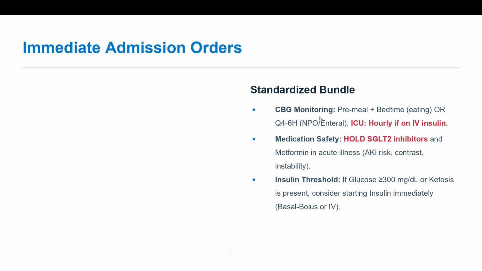So, standardized bundle, CBG monitoring. Usually the in-hospital CBG monitoring is done 3 times, 3 meals plus once at bedtime, or every 4th hourly, 6th hourly if the patient is NPO or on enteral feeding. Always monitor hourly in ICU or if the patient is on IV insulin therapy. Always hold SGLT2 inhibitors and metformin in acute illness. There is high risk of acute kidney injury, contrast, instability and also infections. Insulin threshold: if the glucose is more than 300 or ketosis is present, consider starting insulin immediately.